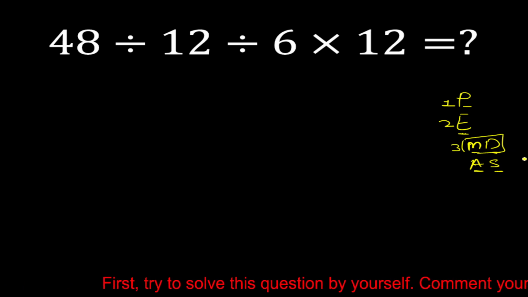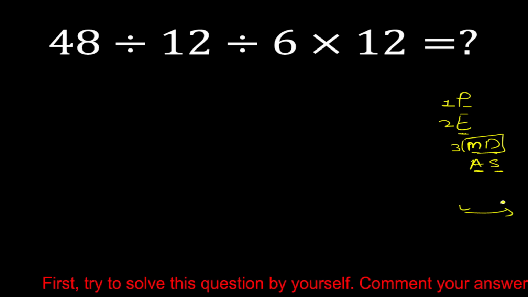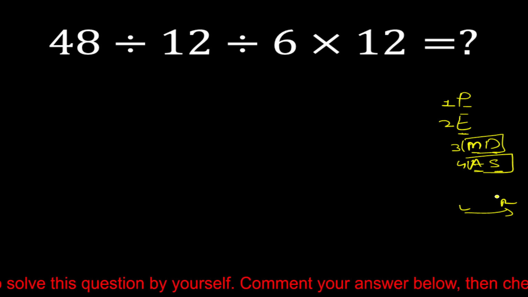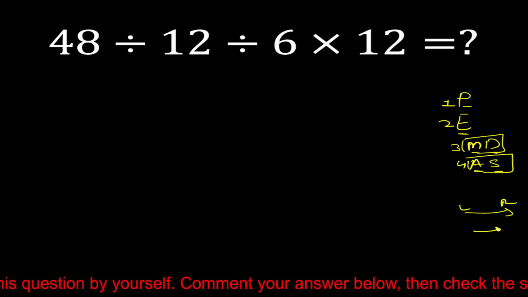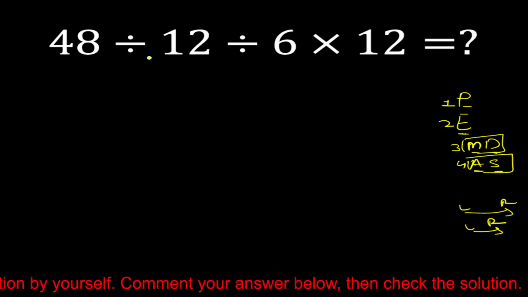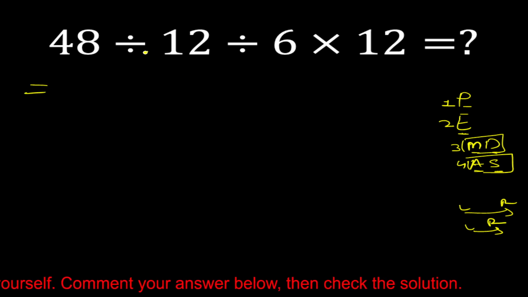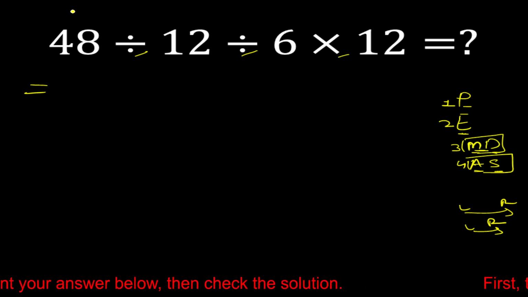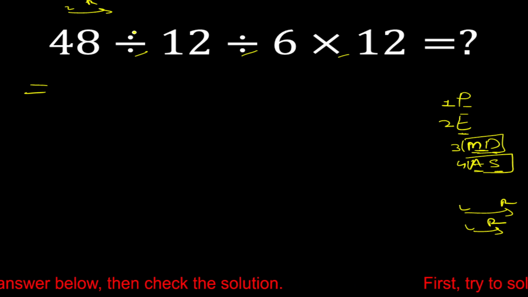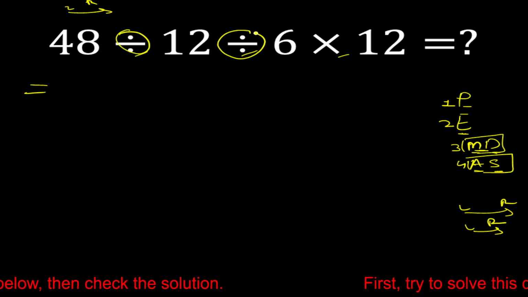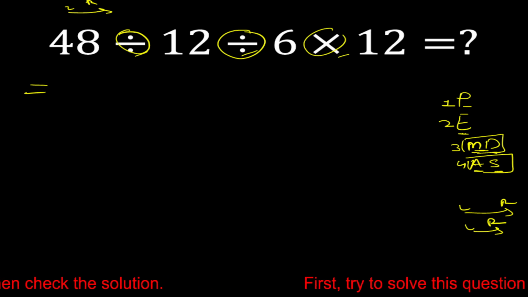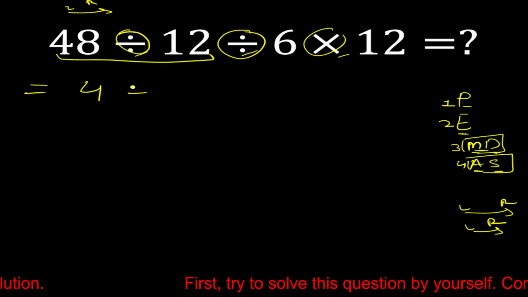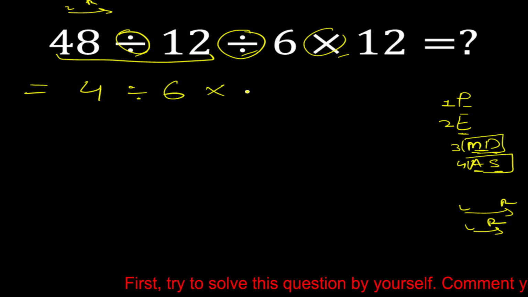Multiplication and division both have equal priority, so we have to solve it from left to right. Fourth and last priority is addition and subtraction. Also addition and subtraction both have equal priority, so we have to solve it from left to right. Okay. So now here is division, and here is multiplication. Multiplication and division both have equal priority, so we have to solve it from left to right. So first we have to solve this division, then we have to solve this division, and then we have to solve this multiplication. Okay. So 48 divided by 12 is equal to 4 divided by 6 multiply 12.